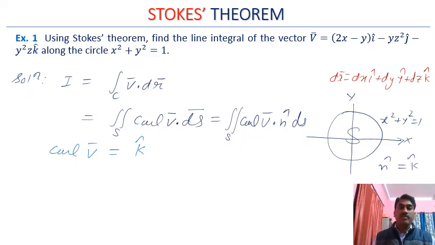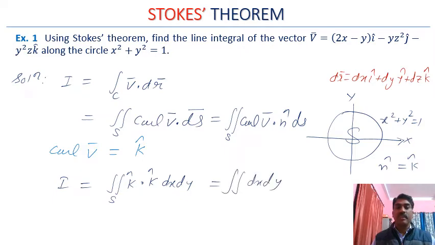So I is equal to what? I is now equal to this surface integral, and curl v is k, then n is also k, and dS is just dx dy on the xy plane. This is the area integral. So k dot k is 1, so we have got just dx dy, and this is an area integral.